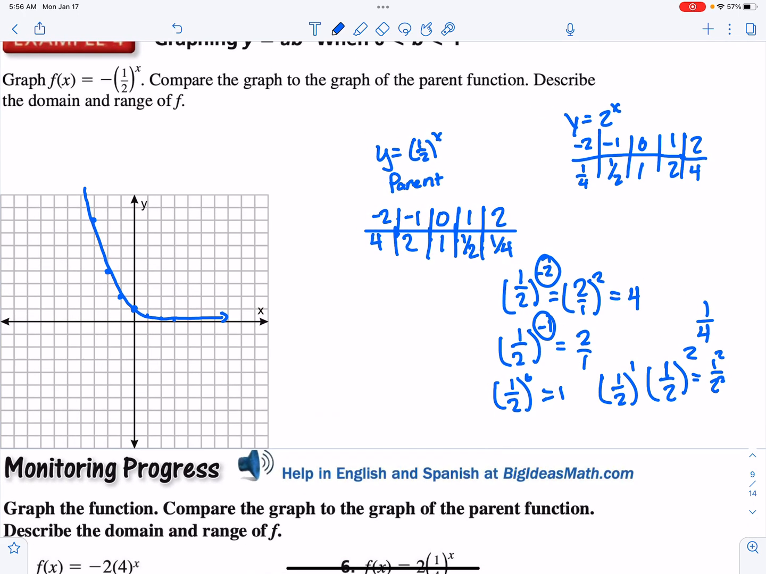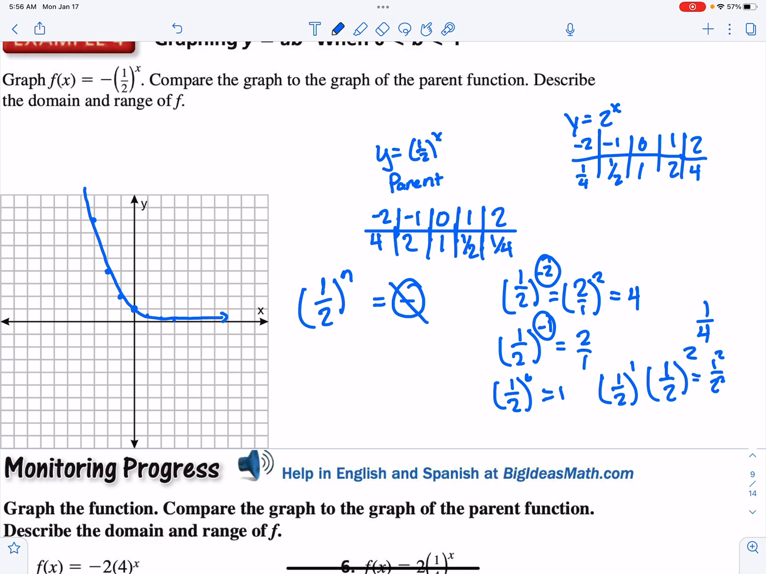Now, we know that it doesn't matter what power I have. If I'm taking this to any power, it's not going to change the sign of my answer. It's never going to make it negative. So the bigger that number gets, the closer it gets to 0 without actually getting there. It'll just be a really, really small fraction.